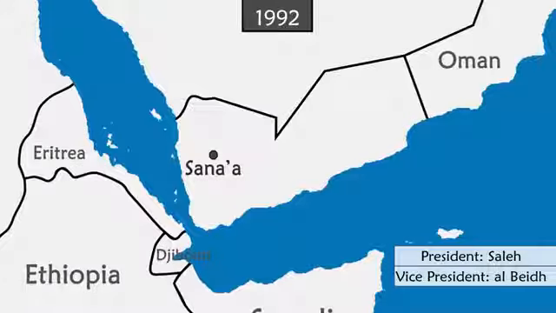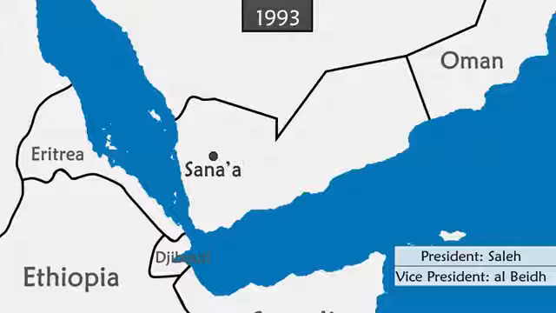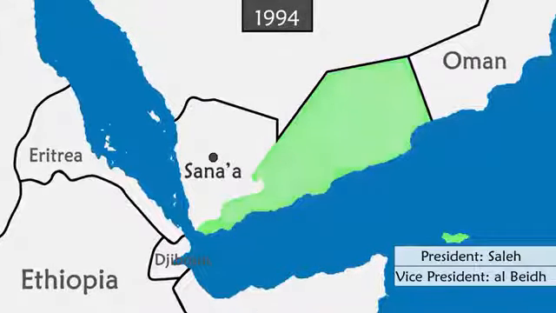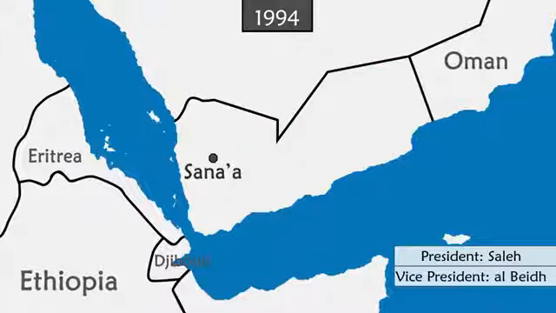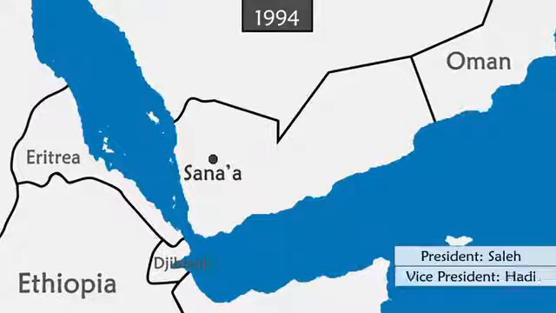With the country in financial difficulty and seeing no improvement, Vice President al-Bid leads the charge to regain independence for South Yemen. After a short civil war, the north prevails and the post of Vice President is given to the Minister of Defense, Abdrabbo Mansour Hadi.